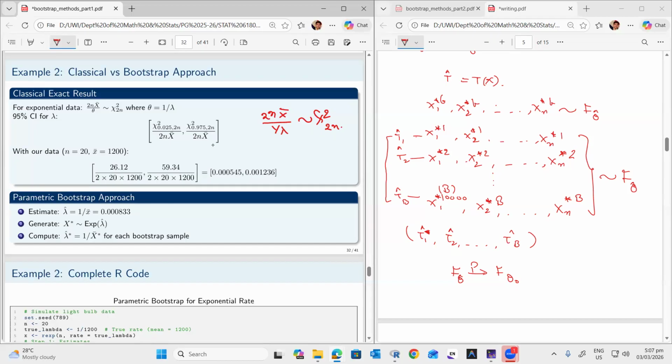All right, so that will be your confidence interval for exponential distribution. Here you will take n equals 20 and x bar equals 1200. So the value of chi-square with 0.025 and 2n, where n is 20, so that is 40. Okay, so 2n is 40. So for chi-square with degree of freedom 40, at 0.025 it is 26.12, and chi-square's value at 0.975 with a degree of freedom 40 is 59.35.